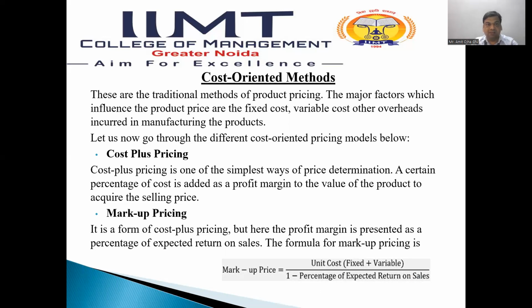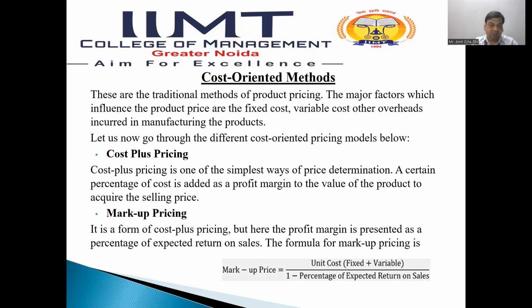First, cost-oriented methods. These are the traditional methods of product pricing. The major factors which influence the product price are the fixed cost, variable cost, and other overheads incurred in manufacturing the product. Let us go through the different cost-oriented pricing models. First one is cost plus pricing. Cost plus pricing is one of the simplest ways of price determination. A certain percentage is added as a profit margin to the cost of the product to acquire the selling price.